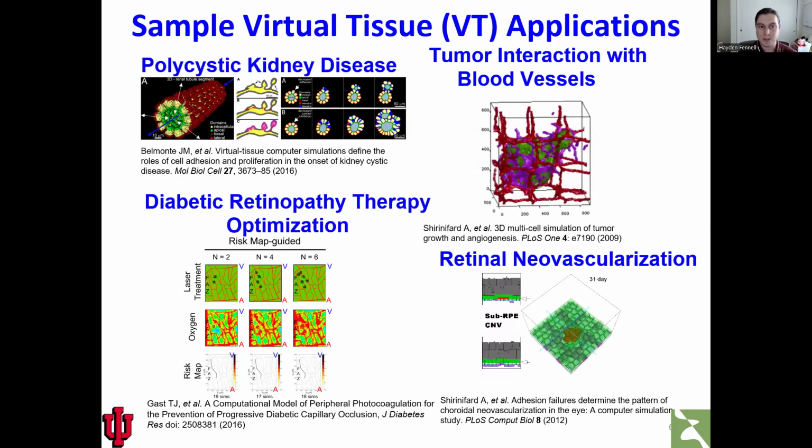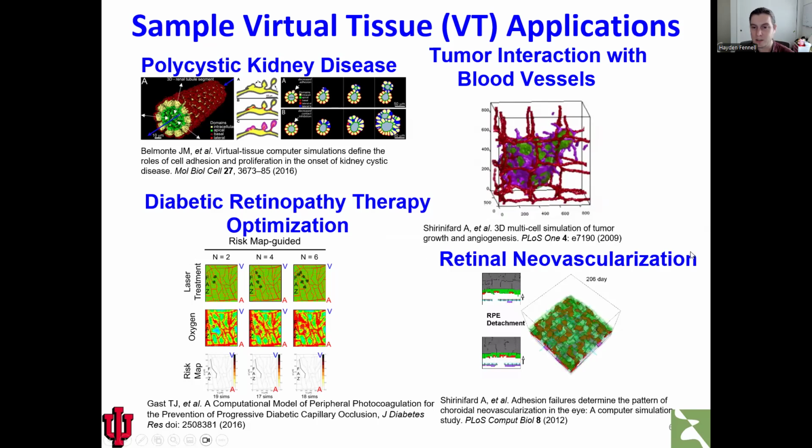A couple other applications. There's been a study using CompuCell on diabetic retinopathy therapy optimization. So this is looking at degeneration in the retina in diabetic patients, where you can take laser therapy and target certain portions of the damaged tissue for repair, looking at different layouts of the laser treatment and the prognosis of healing over time with different laser treatments in the tissue.